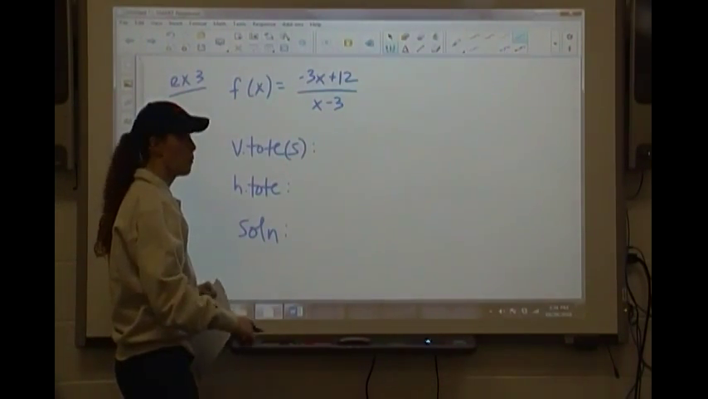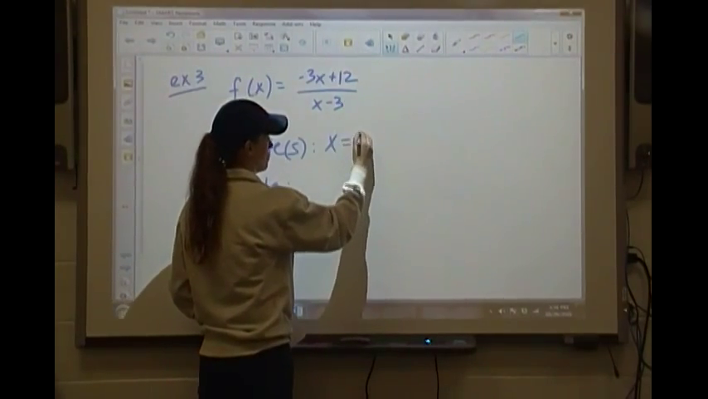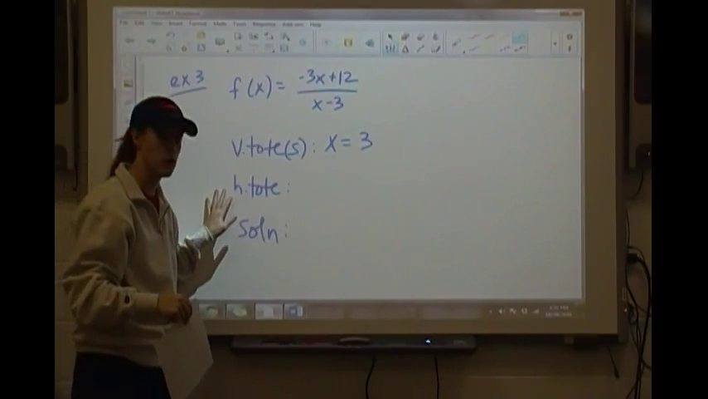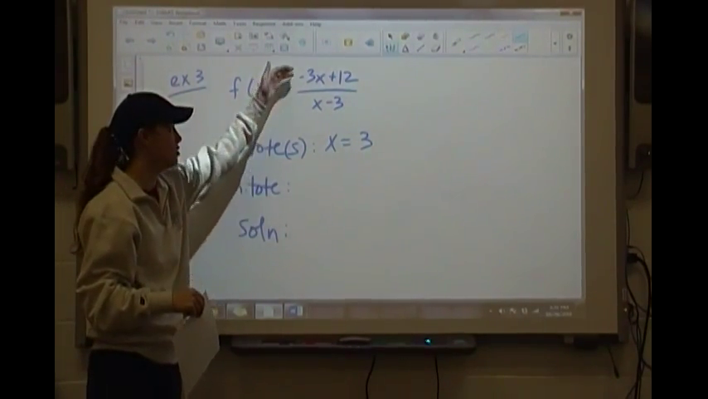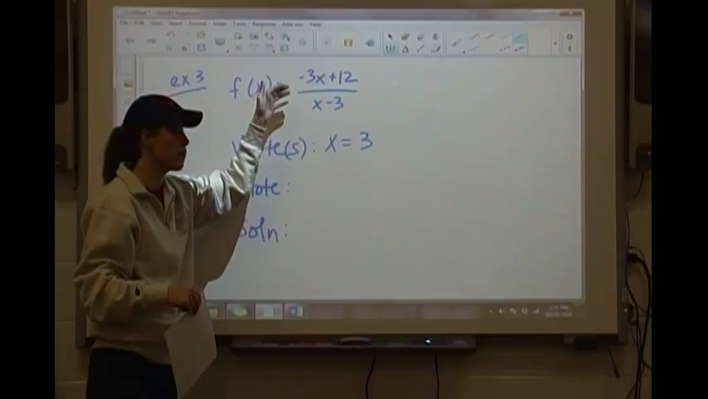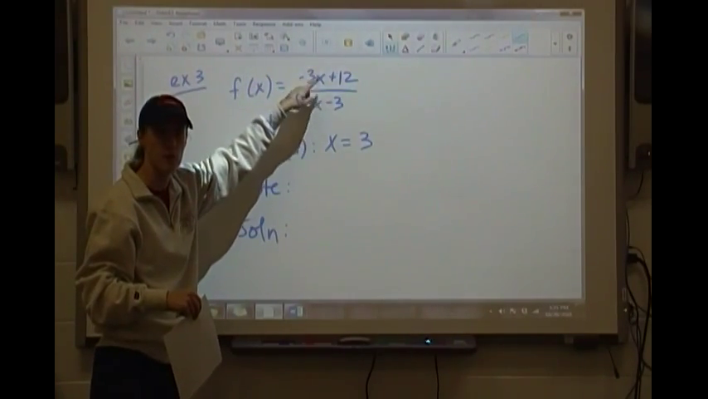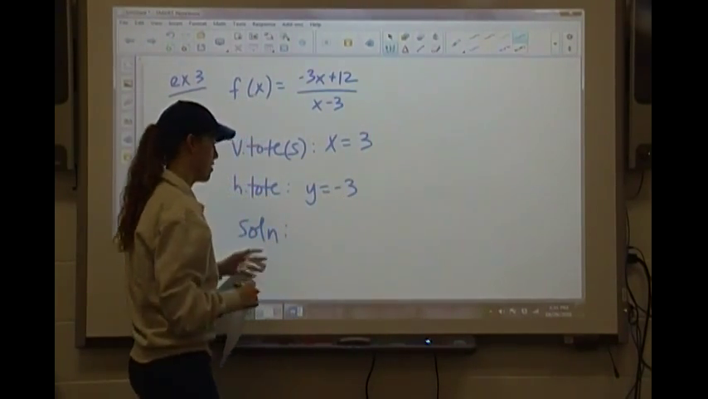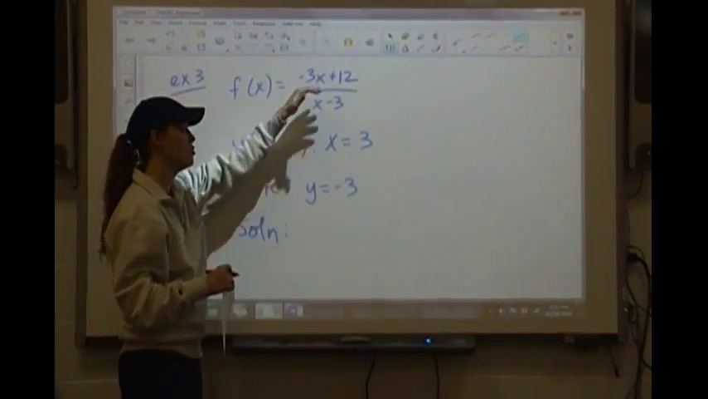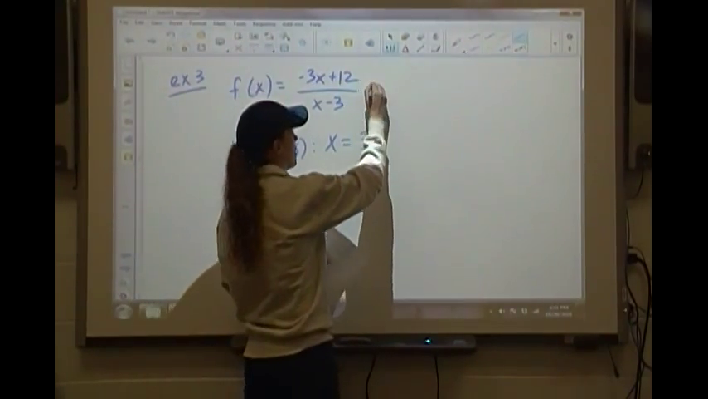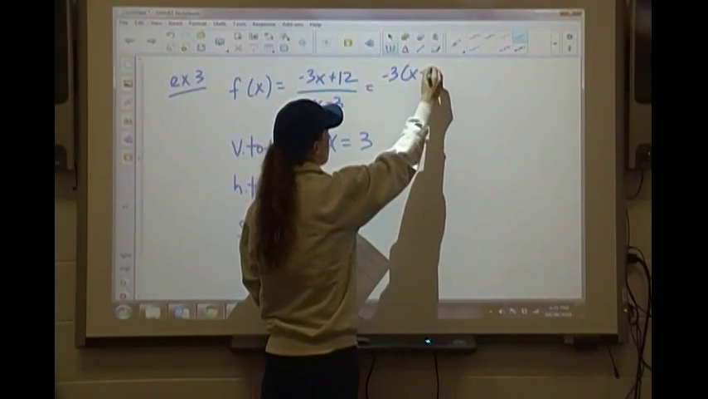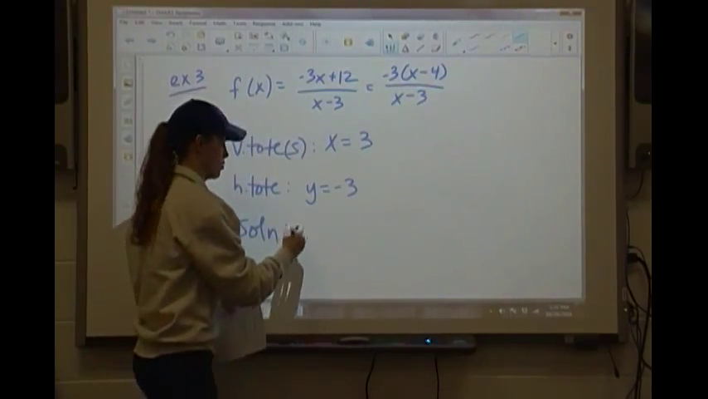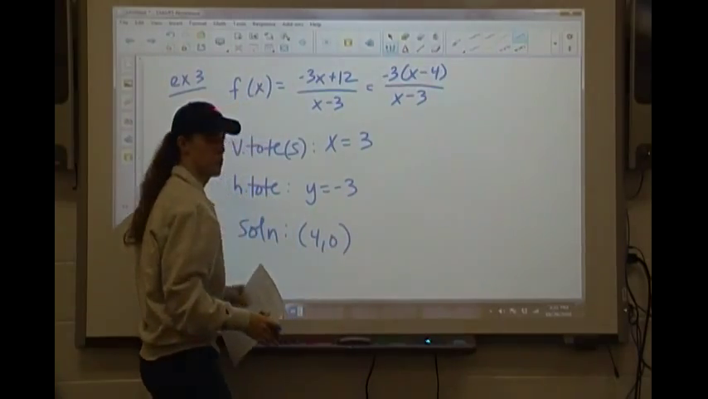So when you did this, hopefully you came up with x is equal to 3 for the vertical asymptote, because that's your denominator set equal to 0. Our horizontal asymptote is always the comparison of the numerator and denominator. We have a degree of 1 for both of these, so we have negative 3 over 1, which is just y equals negative 3. And then for our solution, if we set the numerator equal to 0, or what I would like to do is actually factor out that negative 3 and get x minus 4 over x minus 3. And so we get a solution of 4, 0 for this one.